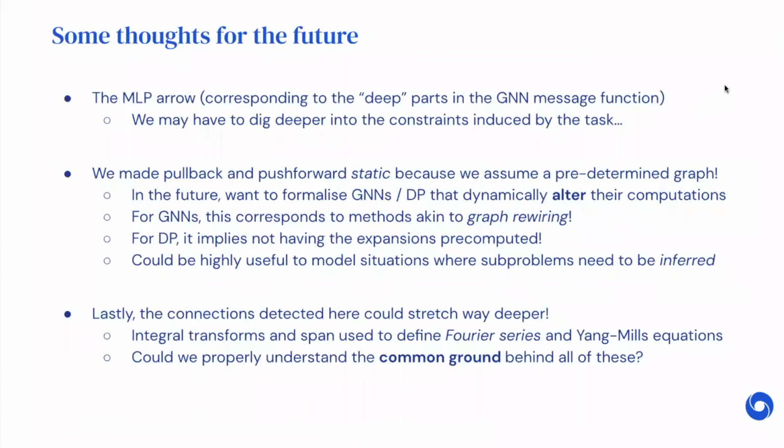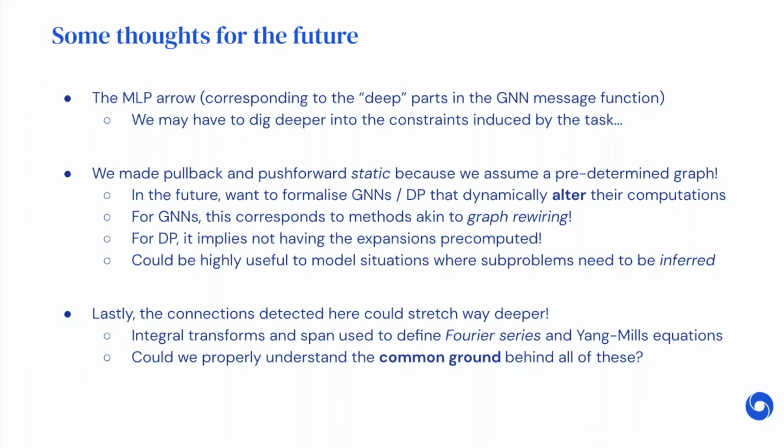And yeah, before wrapping up, which hopefully gives you an idea on how category theory can, even after a lot of deliberation, lead to practical architectural recommendations, some thoughts for what we might be able to do in the future. So previously, I told you when we looked at the arrows of this message passing model, there is this MLP arrow, which corresponds to the deep parts of the message function. And we haven't really dug into them, and looking at them properly might require you to be mathematically careful. So we might have to think more about the constraints induced by the task when modeling this.